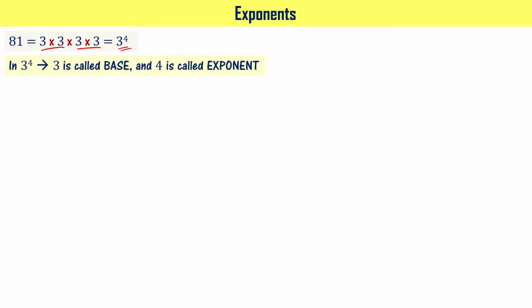Let us now quickly recall exponents. 81 can be written as 3 times 3 times 3 times 3, right? That is equal to 3 power 4. In 3 power 4, 3 is called base and 4 is called exponent. Please note this. 81 is also read as 4th power of 3. When you write it as 3 power 4, you say that it is 4th power of 3.